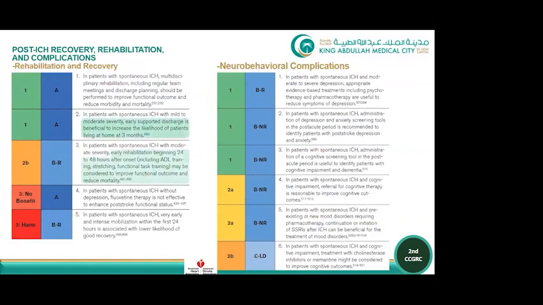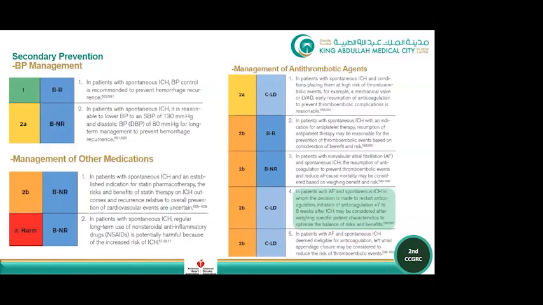For the rehabilitation, early discharge is encouraged to improve the 3-month recovery, and starting the rehab within the first 24 to 48 hours is recommended, and they recommend against starting very early rehab within the first 24 hours. And there is a neutral effect of fluoxetine on improving the outcome, but if the patient has depression, then this is another indication.